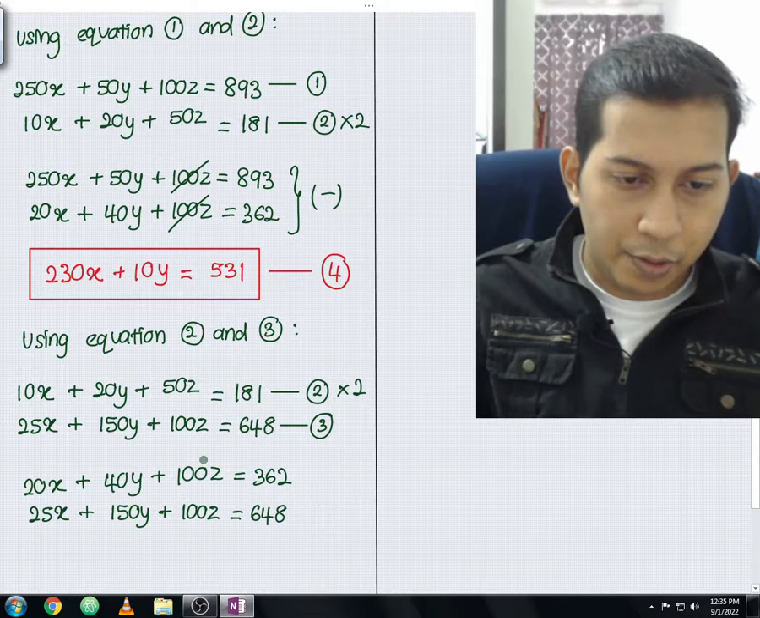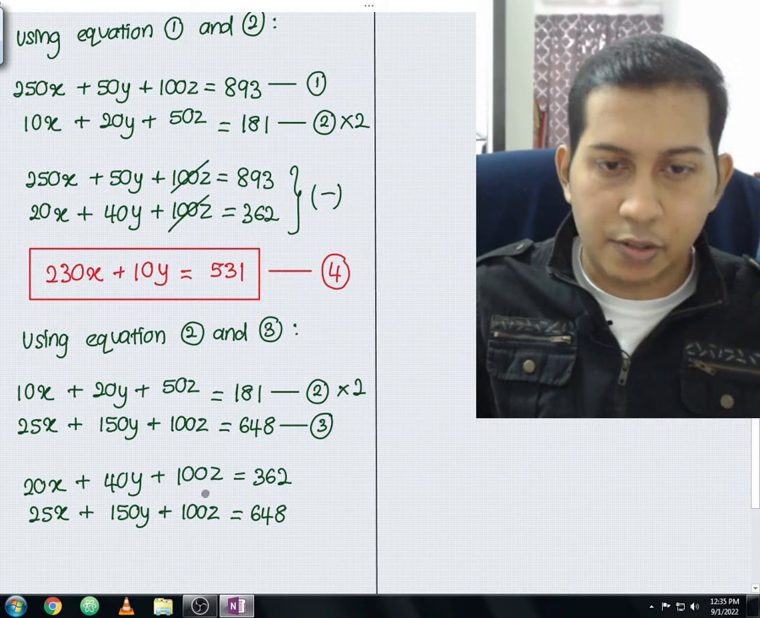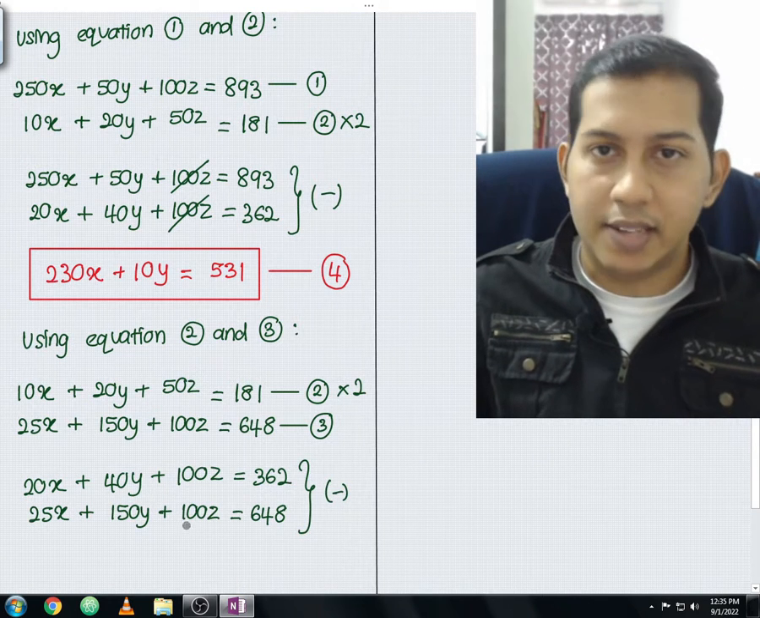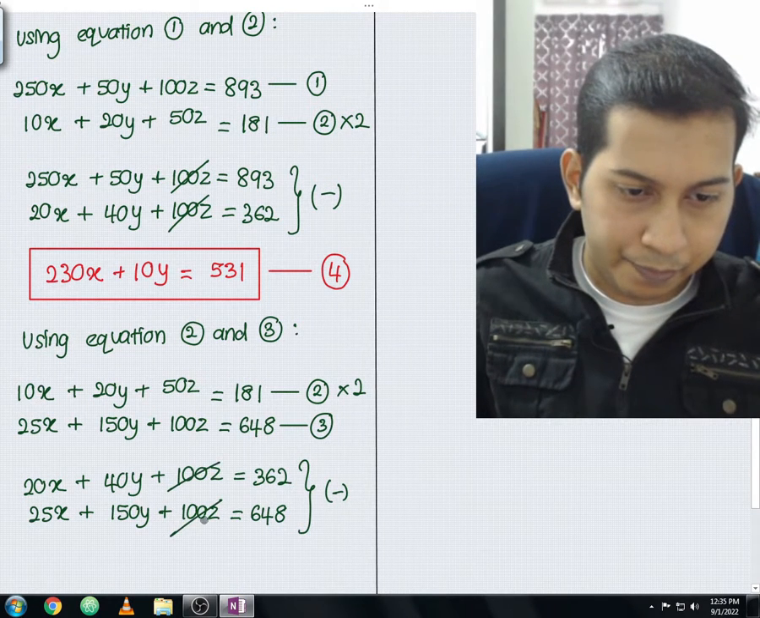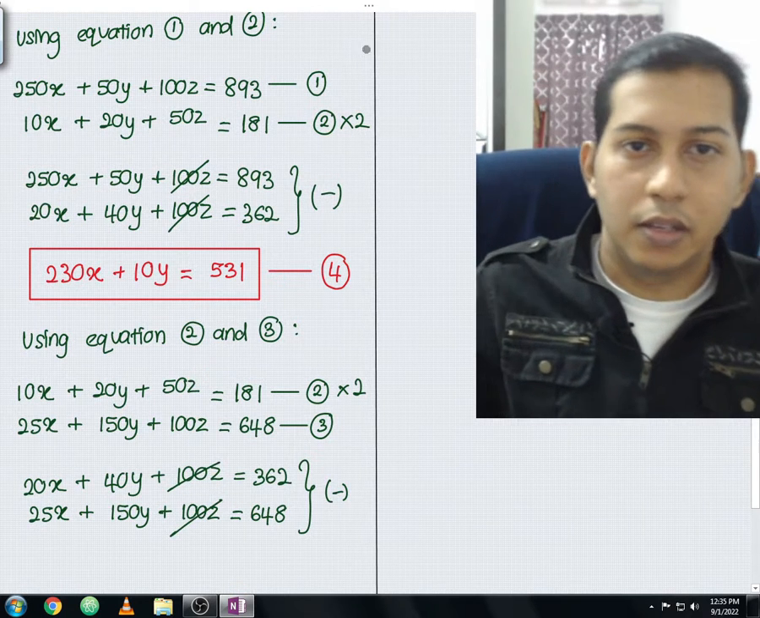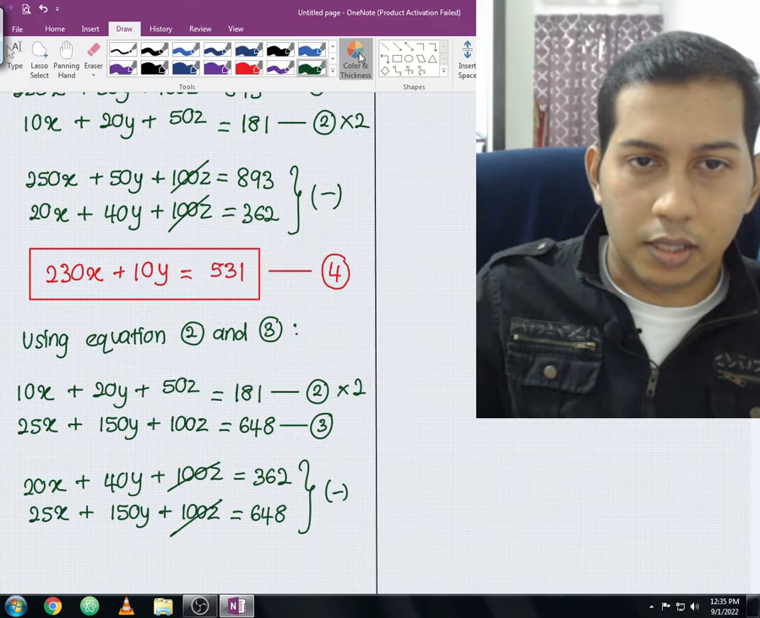To eliminate the z variable, you can minus these two equations. Minus these two equations, so the z and z will cancel off. Let us perform the calculation for the left hand side followed by the right hand side. But before that, let me change the color.